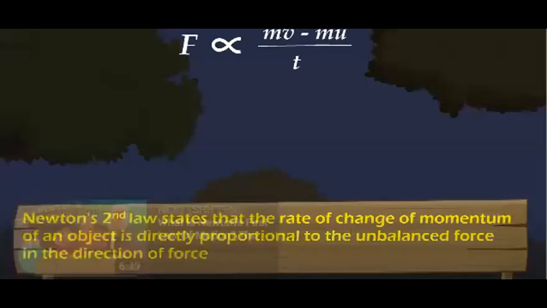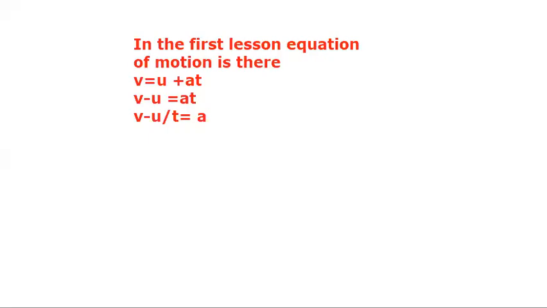In the first lesson, there are equations of motion. I didn't take the first lesson because that lesson is a little tough. After lockdown, I thought I would take it because we can interact face to face. Whenever a body is in motion, it obeys three equations. The first equation is v is equal to u plus at.